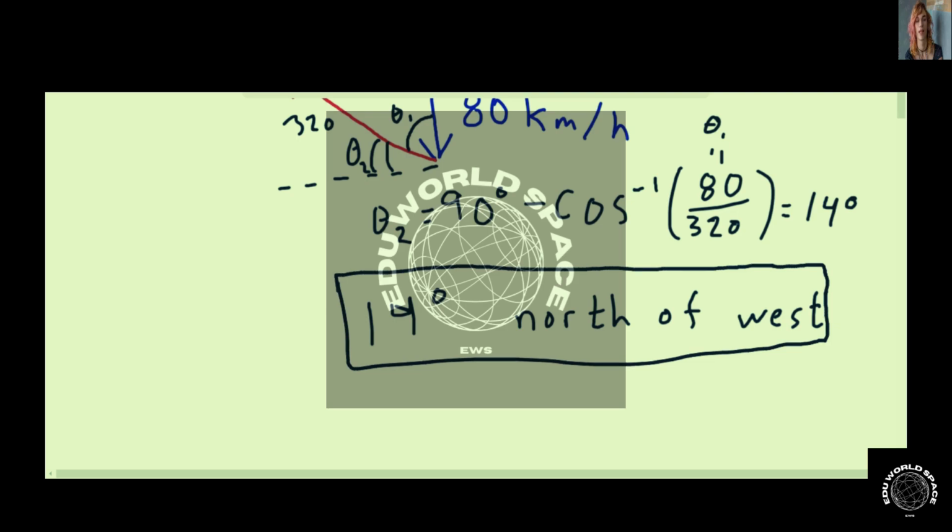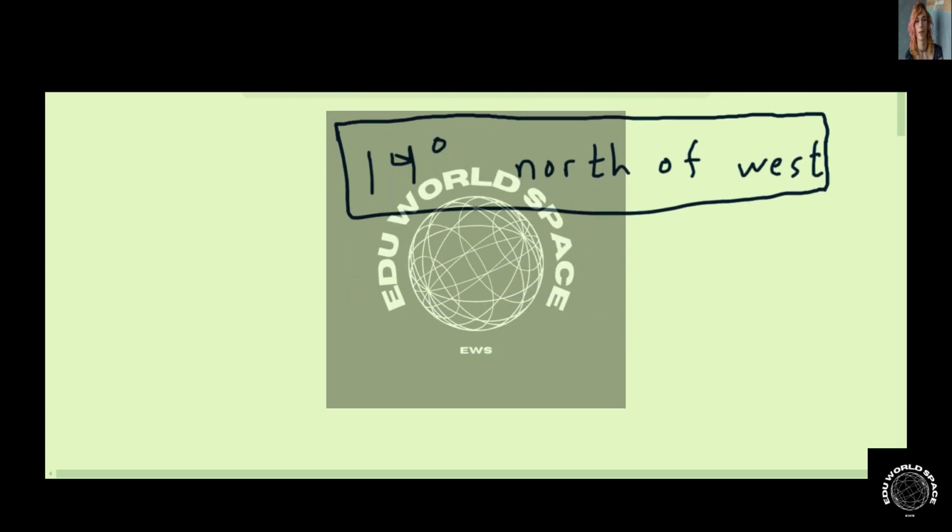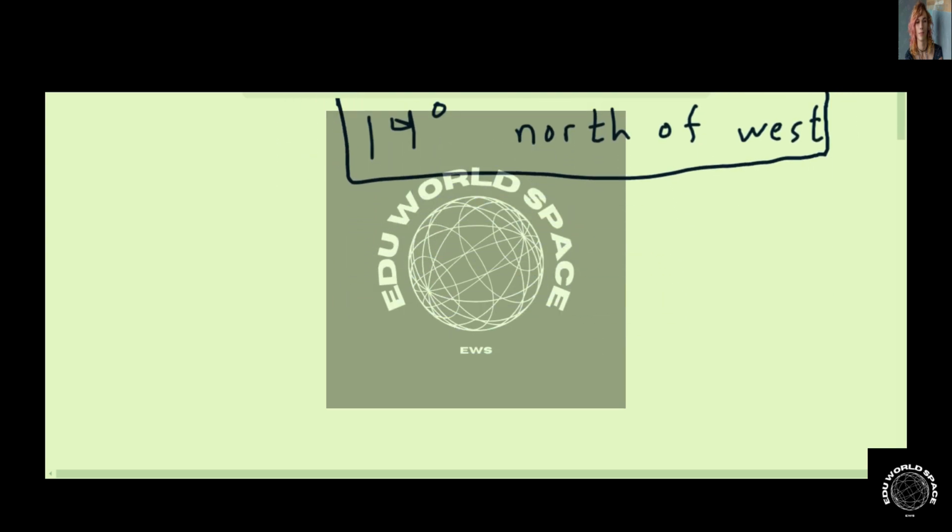So next we want to find the plane speed, and we can do this a number of ways. Now we have the angle, but we can just use Pythagorean theorem. So again, we have 80. Here we have 320. And what we want to do is we want to find this red line right here. How much he's actually going.